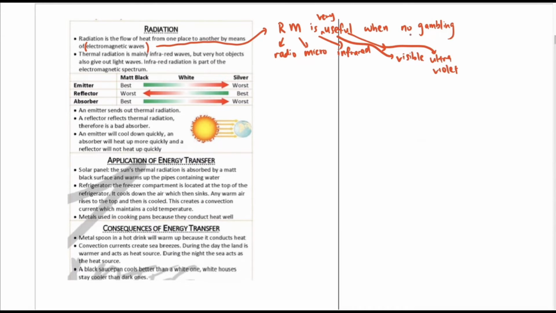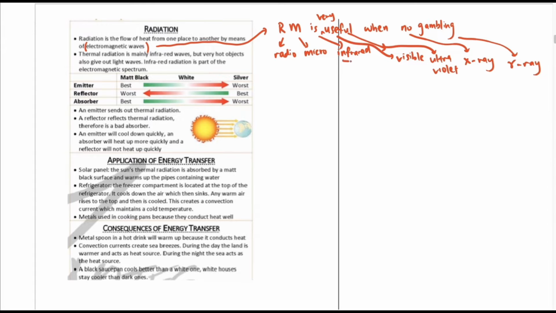X-ray stands for X-ray. Gamma stands for gamma ray. So these are the types of electromagnetic wave. Out of all these, right?